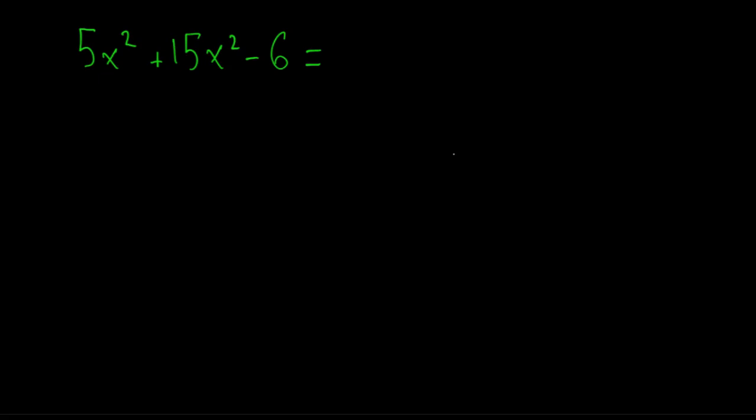So since we have x squared in two terms, we can add those. So 5x squared plus 15x squared will give us 20x squared. And the minus 6, since there's no other numbers in the expression with which it can combine, it just stays as is. So that's going to be minus 6. Okay, so that makes sense.